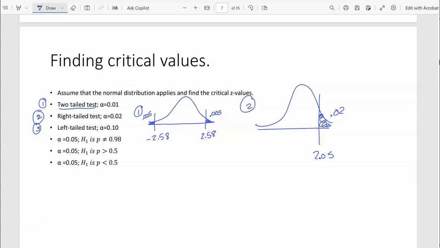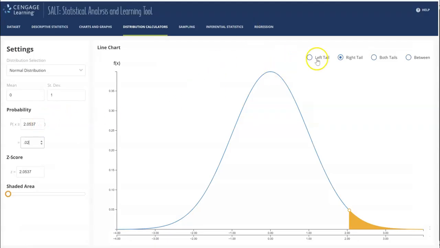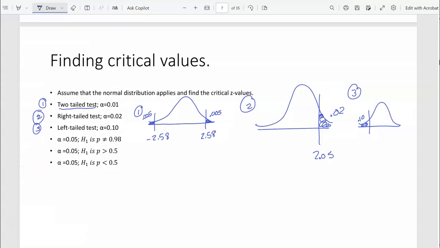Number 3, left tail test. Alpha is 0.10, so that 0.10 has to be in that left tail. I'm looking for that critical value. Left tail, 0.10, negative 1.28.